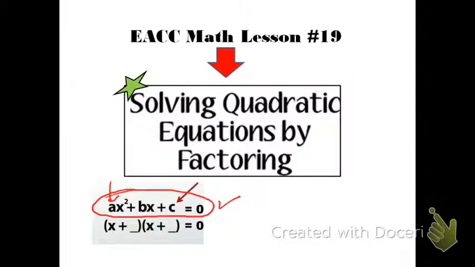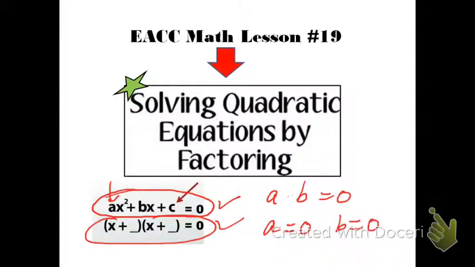After you get it in standard form, the next step then is to factor. And then once we have it factored, since it's equal to 0, we're going to use what's called the zero product property. In other words, if I'm multiplying two numbers together and I get the answer of 0, that tells me that either this one's 0 or that one's 0 or they're both equal to 0.